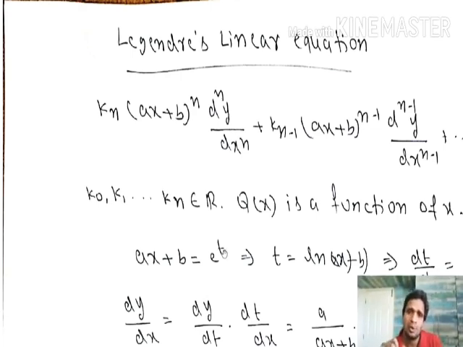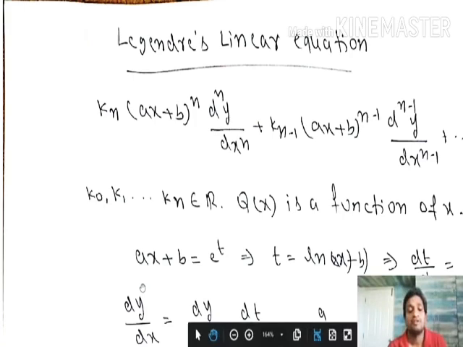So here also, what we are going to do? We are going to change the independent variable x into the independent variable t. First we change the differential equation into dy by dt format, then again we convert into x. So ax plus b equals e to the power t. Then t equals ln of (ax plus b). Then dt by dx equals 1 by (ax plus b) times the differentiation of ax plus b, which is a.